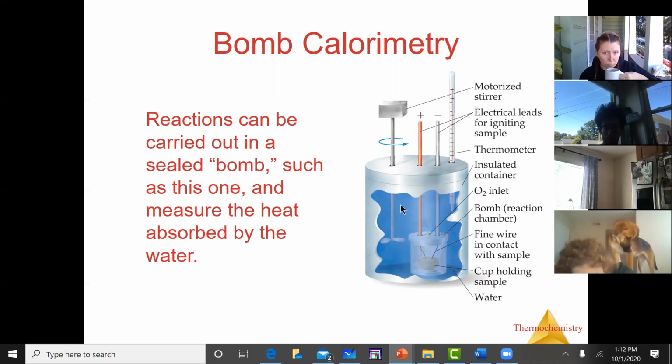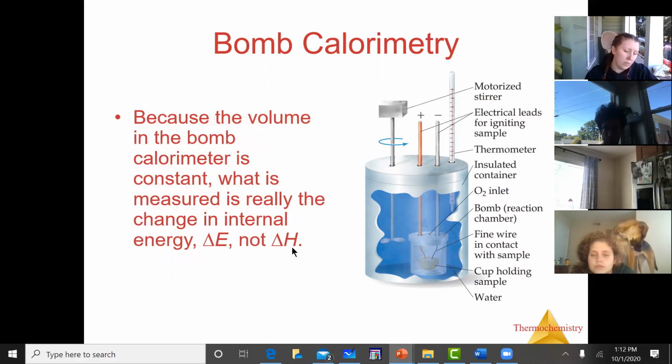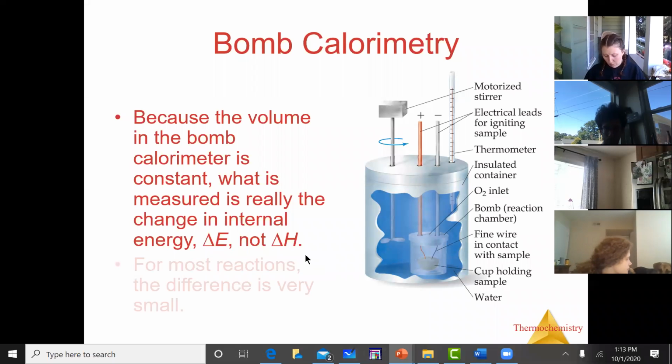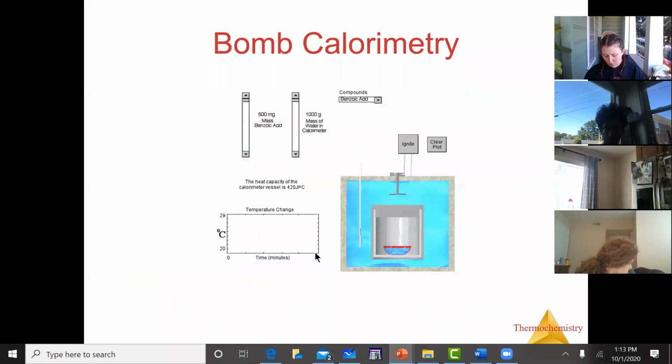So as the temperature of the water goes up, it means heat is moving from this little cup sample out into the water. And because the volume in the bomb calorimeter is constant, we can assume that we're just measuring its change in internal energy and not its delta H, or that those two things are equivalent, or there'll be a very small difference.